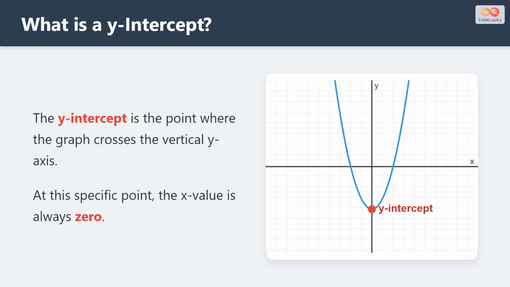First, let's define what we are looking for. The y-intercept is simply the geometric point where a function's graph intersects the y-axis. If you look at the graph on the right, the red dot marks this intersection. It is a crucial anchor point for sketching any curve.